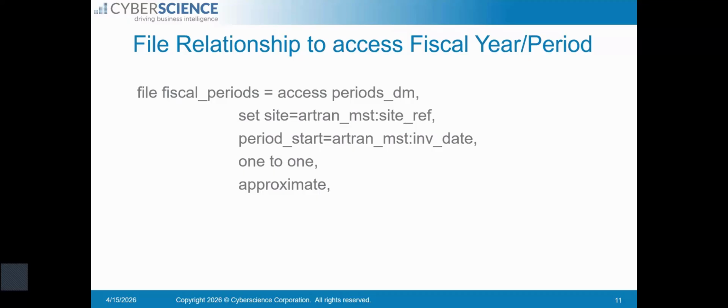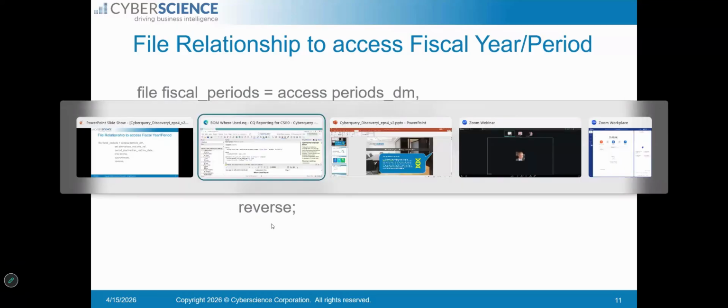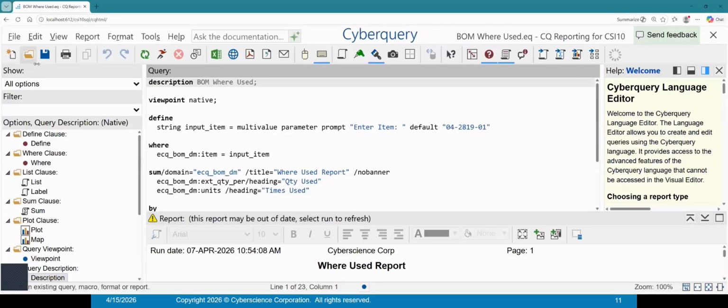But in Cyberquery, the approximate would look for, say, if we have a transaction on November 23rd, we have a start date of November 1st for the 11th period. We have a start date of December 1st for the 12th period. Well, the one-to-one approximate Cyberquery default would be looking to the next value. So it would bring in that December fiscal period and fiscal year. But we like to perform the reverse in this case, which allows us to go back and read the actual, accurate fiscal period as well.